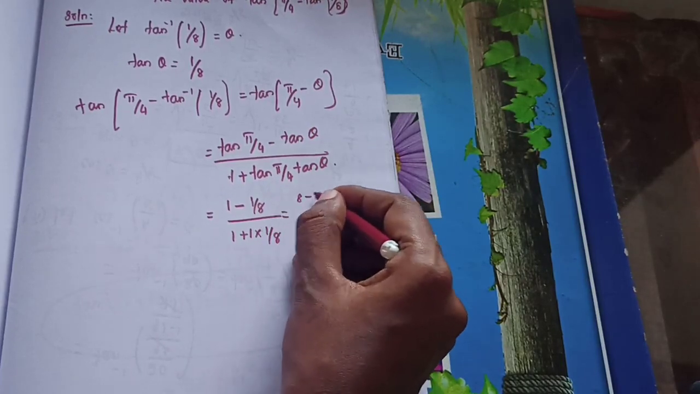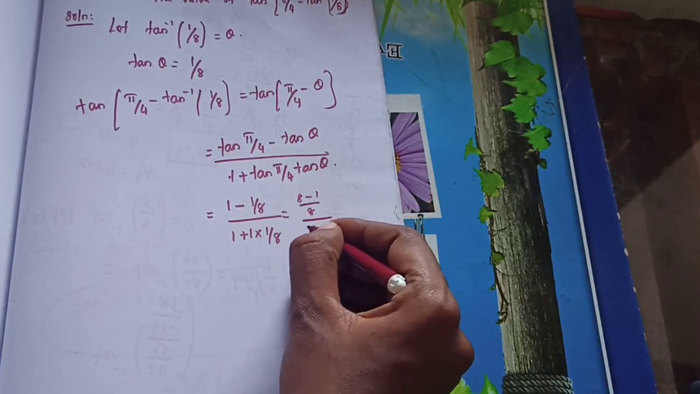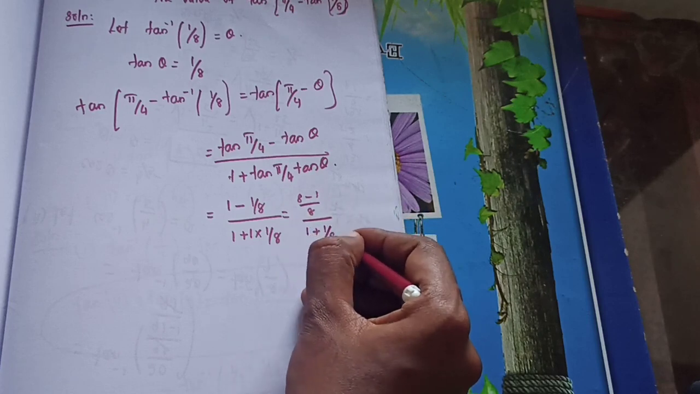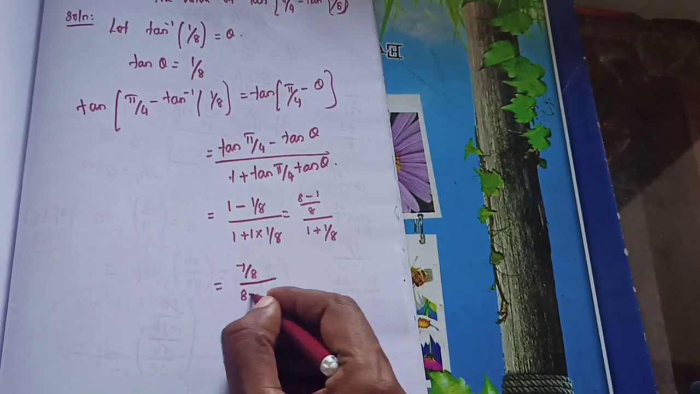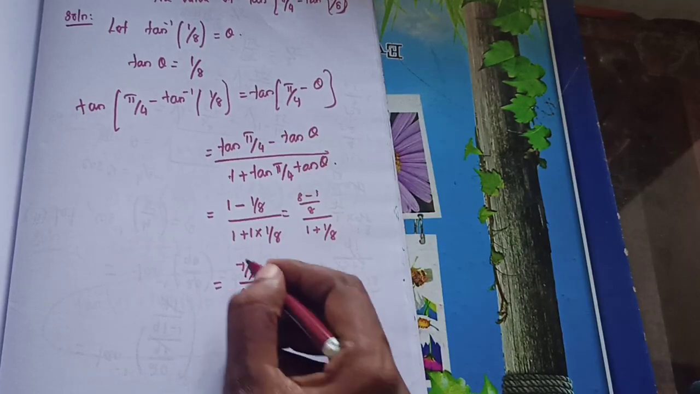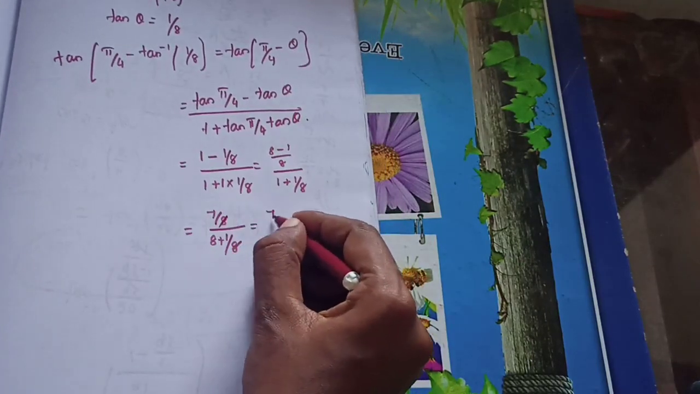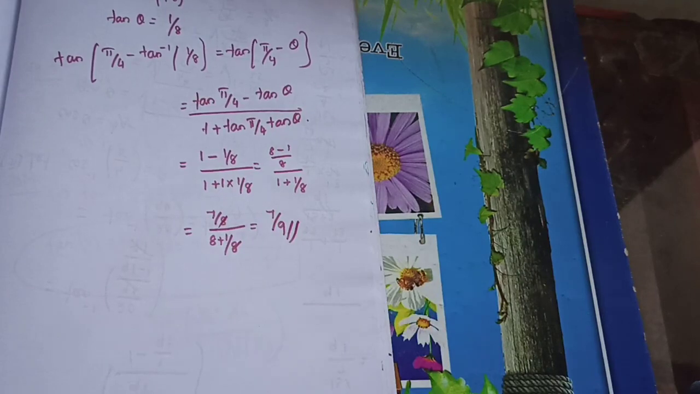That's equal to 1 minus 1 by 8 divided by 1 plus 1 by 8. That's equal to 7 by 8 divided by 8 plus 1 by 8. So this will get cancelled. You will get the answer as 7 by 9. Okay, students. Okay, so we have completed up to example 4.26. I hope all of you understand.